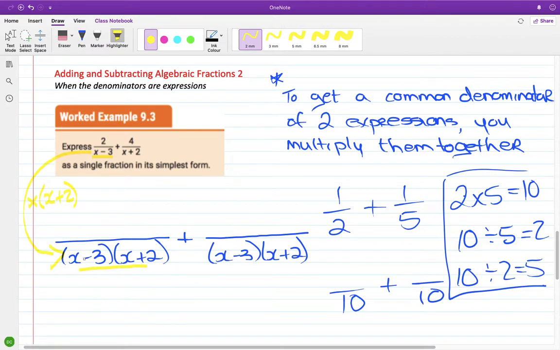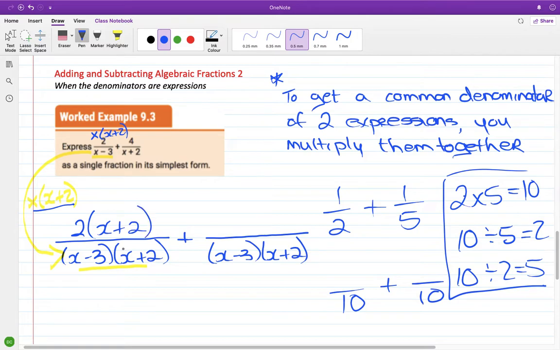Yeah? And then exactly like we did on the other ones, if you have to multiply by that for the bottom line, then you have to multiply by x plus 2 on the top line. So whatever you need to multiply for your bottom line, you need to do the same thing for your top line, which means my top line becomes 2 times x plus 2.